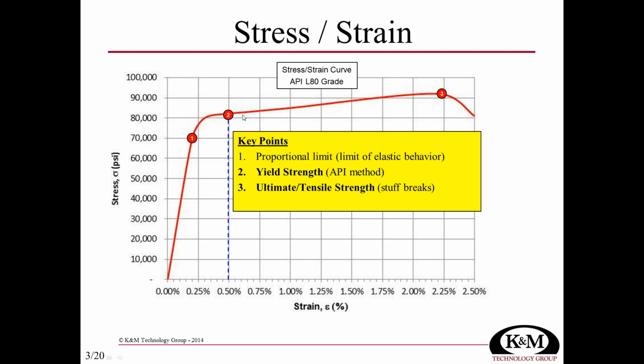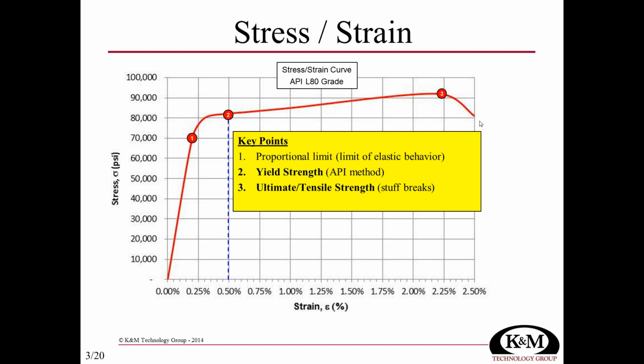Now, the ultimate strength, or what's also sometimes referred to as the tensile or tension strength, is much higher, and this occurs way out here at around 2.25% strain, or a little over 90,000 psi of stress. That's the point where the pipe fails, and you can see very quickly the stress starts to fall off because we're now pulling the pipe into two pieces.